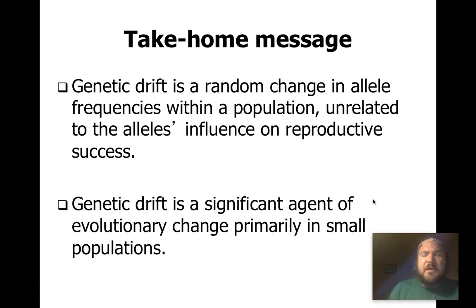So take-home message. Genetic drift is a random change in allele frequencies within a population that is unrelated to the allele's influence on reproductive success. Therefore, it does not cause adaptations. But it can still be an important and significant driver of evolutionary change, particularly, as we saw, when populations are small. When we only had 10 beetles and we crushed 2 of one type, that drastically changed the allele frequencies. When northern elephant seal populations were reduced to only 20 individuals, we likely lost a significant amount of genetic variation within that population.